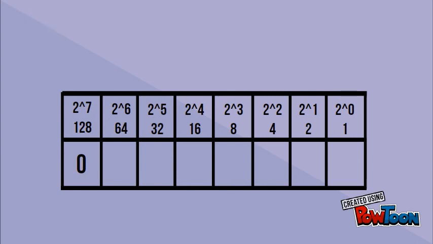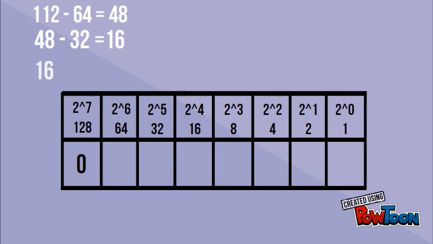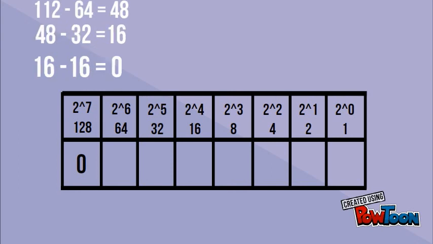Then, we're going to take 112, subtract from it 64, and it's going to equal 48. Then, we're going to take this 48, subtract from it the 32, and we're going to get 16. Bear with me here, we're almost done. Then we're going to take 16, subtract from it 16, and we're going to get 0. And that's it, we're done. We're going to put ones in the 64, 32, and 16 places.